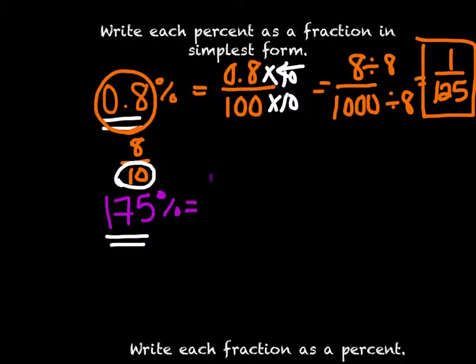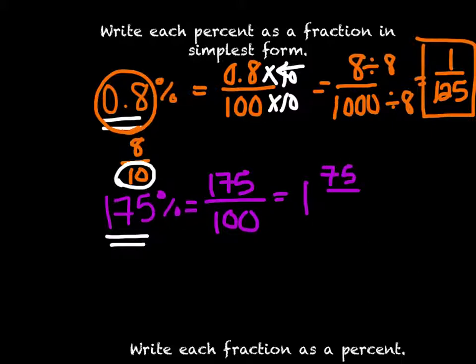175 as well is a number out of 100, so we can write 175 over 100. Now if we were to simplify this as a fraction, we can see already that it's an improper fraction, so we know that we can take one whole piece out because 100 goes into 175 one time, and then what's remaining is 75 over 100.